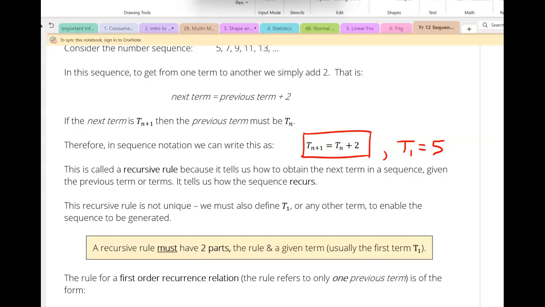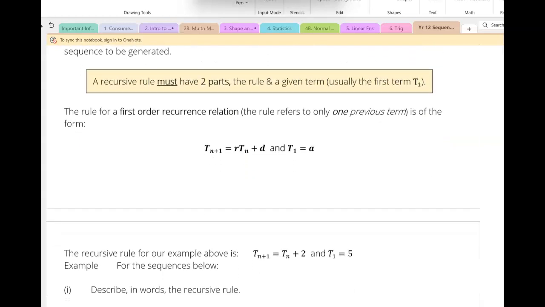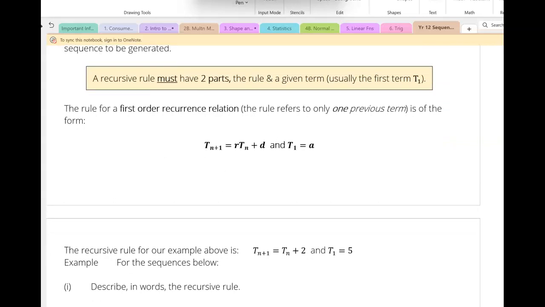So the idea highlighted in yellow is that we need two parts. We need the rule, and that links to a previous term, and we need a start point. Usually it's the first term. In a contextual question, sometimes that's referred to as T0, an initial value. Or you could be given term 3 or term 5, and then you could back project to term 1 if you want. As long as you've got a term, it doesn't matter. It sets the sequence in place regardless.